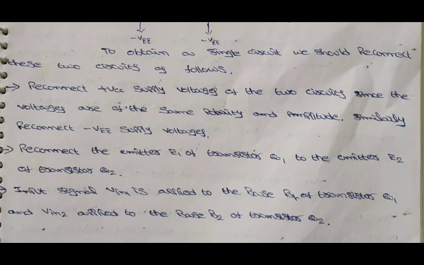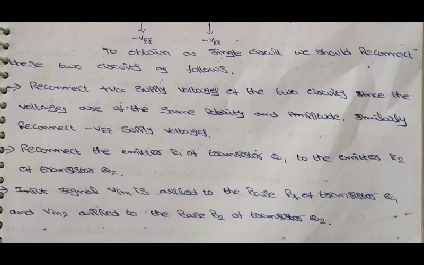Here we use two power supplies for the two circuits, but we need to connect them into a single VCC, because the same power supply is used for both circuits. At the same time, the negative VEE also. Next, reconnect the emitter E1 of transistor Q1 to the emitter E2 of transistor Q2. The two emitter resistors are also equal, so instead of RE1 and RE2 we need to use a single RE.